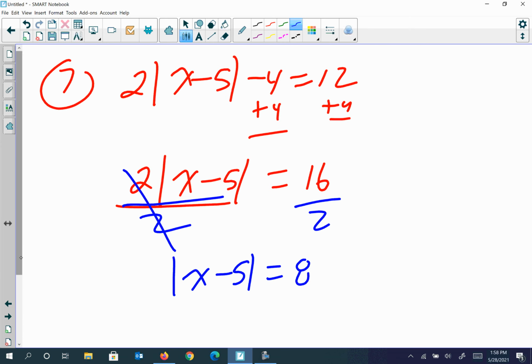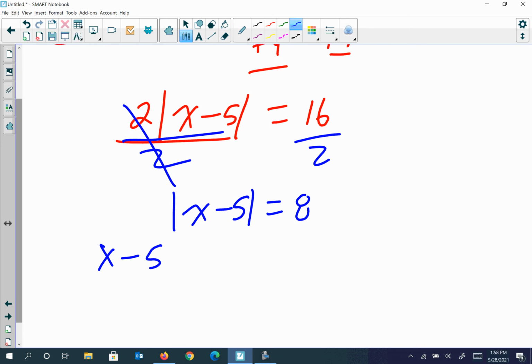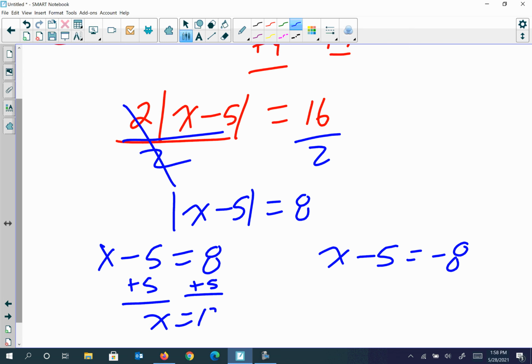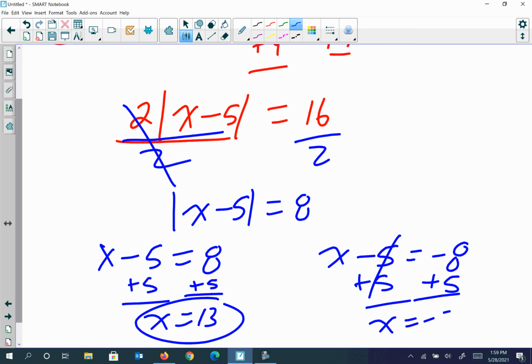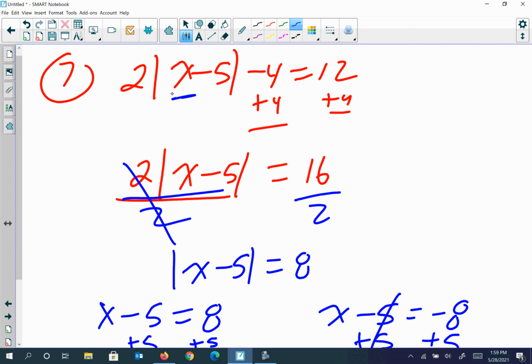And then break it up into the two, your positive component and your negative component. Add 5 to both sides. X equals 13. Add 5 to each side. So those cancel, so x equals negative 3. So if I took 13 or negative 3, plugged it back into the original equation for x, it would all work out to give you an answer of 12 once you did the absolute value and stuff.